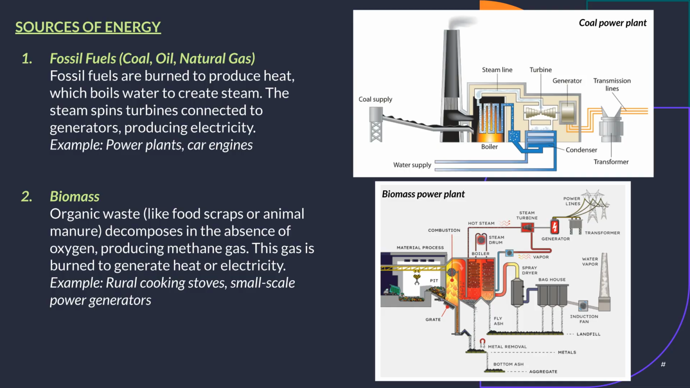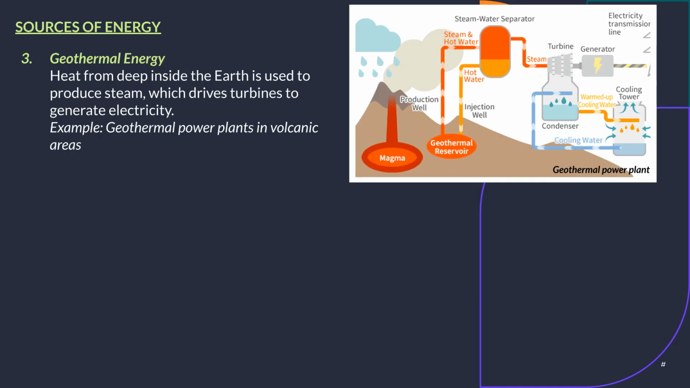Let us now explore our third and fourth energy sources, which harvest the heat and mechanical forces of our planet. Geothermal energy comes from heat deep inside the Earth. In geothermal power plants, this natural heat warms underground water, producing steam or hot water. The steam is brought to the surface and used to spin turbines connected to generators, producing electricity. Afterward, the cooled water is often returned underground to continue the cycle. Geothermal energy is most effective in volcanic or geologically active regions.